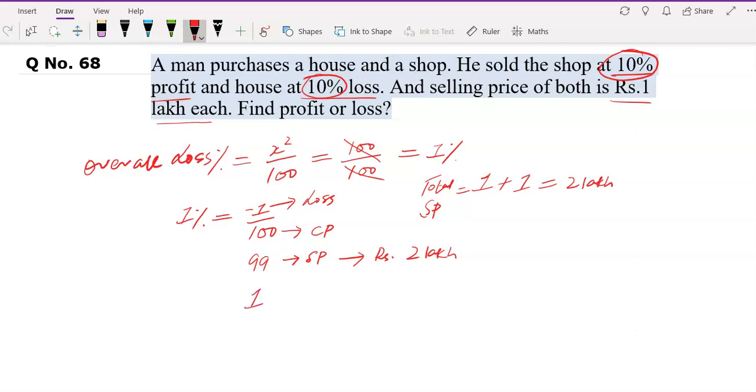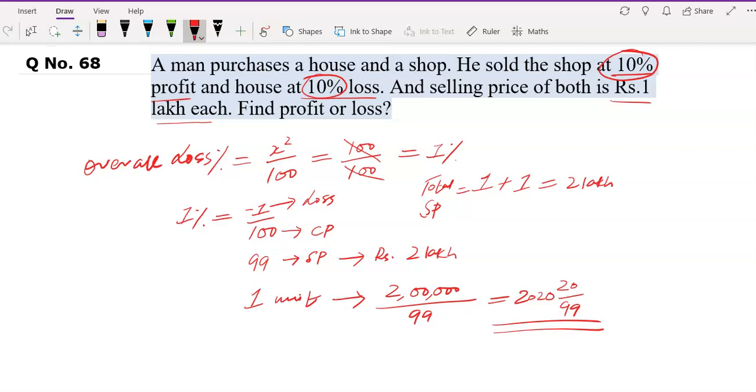So 1 unit will represent how much? 2 lakh upon 99. So if we solve this, we will get our answer as 2020 upon 99. And our loss is how much? Loss is 1 unit. So our loss is this much. So this is our answer.